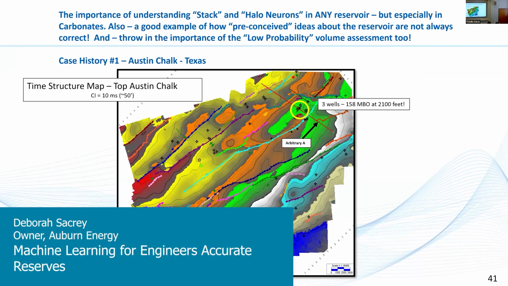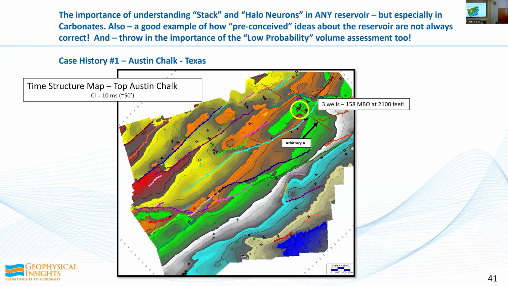I've got this small survey in the Austin Chalk, just outside of San Antonio, and I've got 3 wells that produced 158,000 barrels of oil at 2,100 feet. I had a client who was interested in chasing shallow oil, and he shot a beautiful 30 square mile survey, recorded it at 1 millisecond, processed it at 1 millisecond.